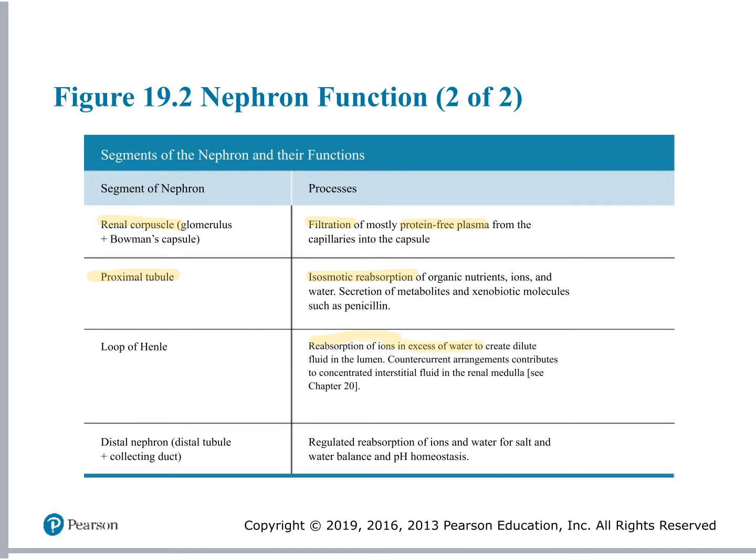And we start to dilute the fluid in the lumen. So we're actually reabsorbing more ions than we are fluid in the loop of Henle, which is why the osmolarity goes down. Osmolarity inside of the loop of Henle, by the time we get through it, is around 100 milliosmoles compared to the 300 before. And then at the distal nephron, we have reabsorption of ions and water. And this is where we're going to look at pH balance by either secreting or reabsorbing hydrogen ion.